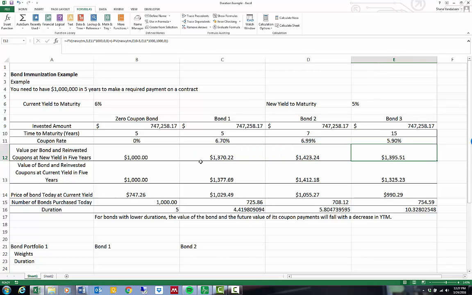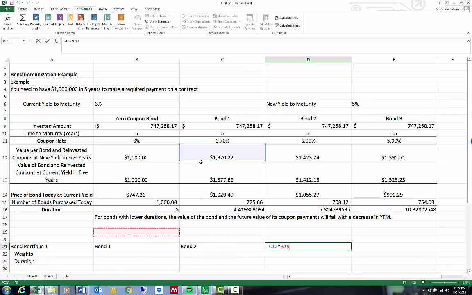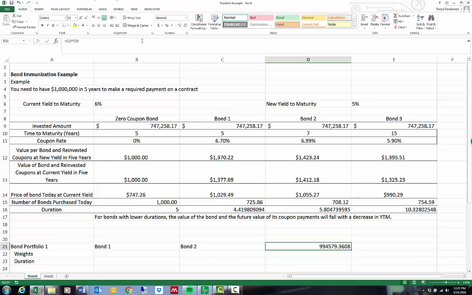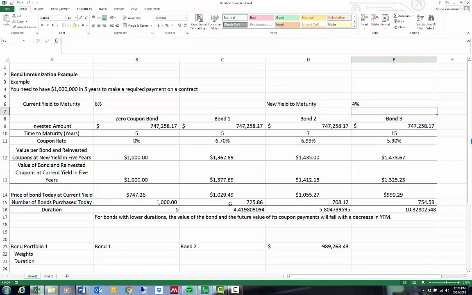So if the yield to maturity falls from 6% to 5%, and we only own bond 1, we would have purchased 725.86 bonds, and we would end up with $994,579, which is close to what we want, but not enough. And if the yield to maturity would fall even more, let's say to 4%, we're going to be $11,000 short. So we don't want that.